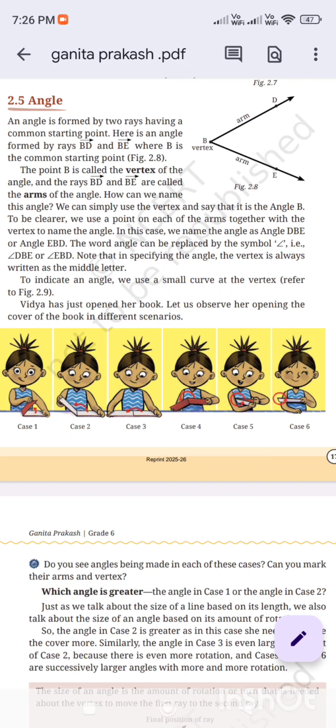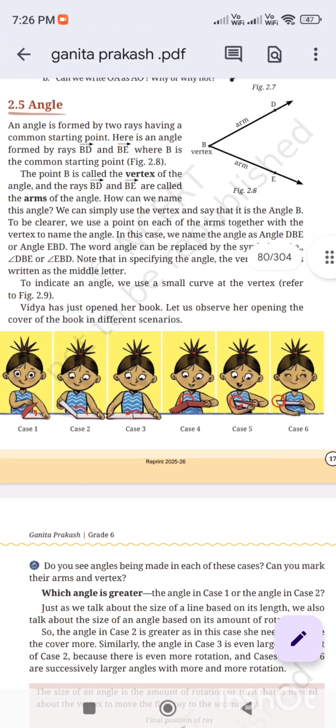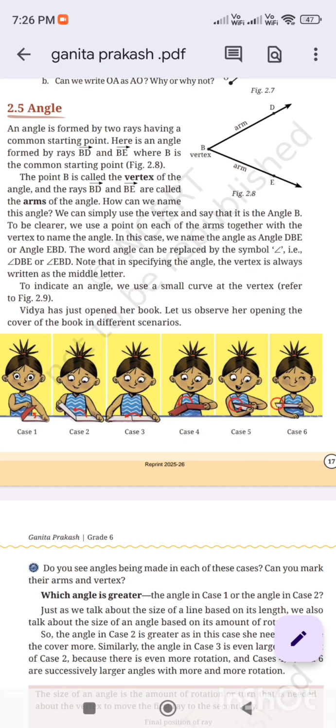Okay. So note that to specify the angle, the vertex is always written as the middle letter. To indicate the angle, we use a small curve at the vertex. Refer to the figure.